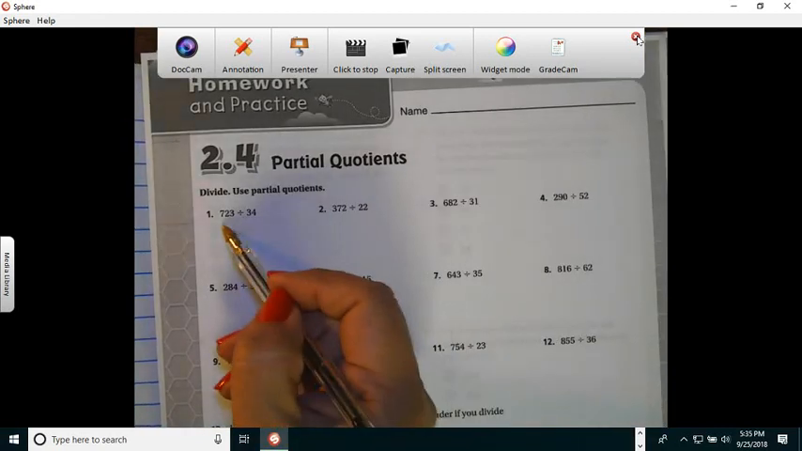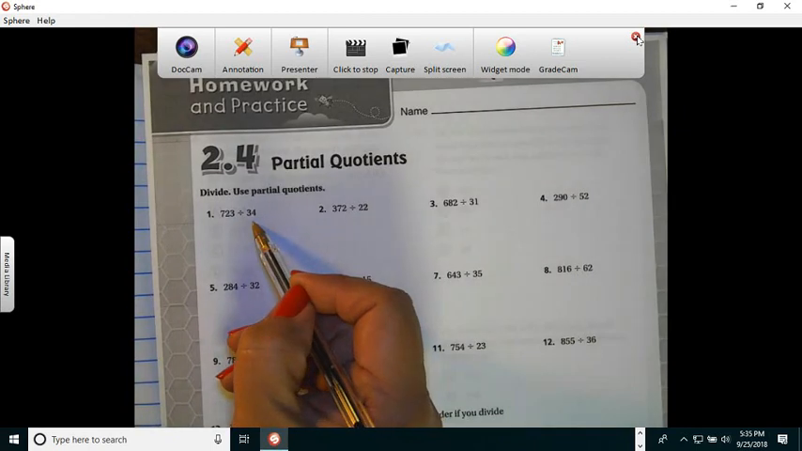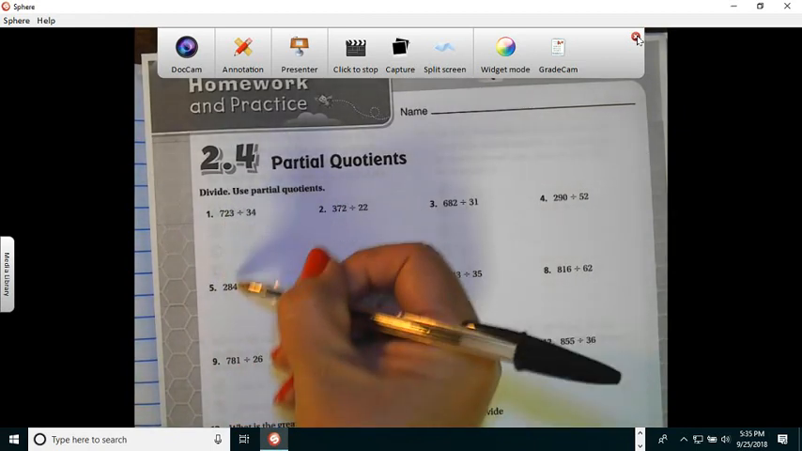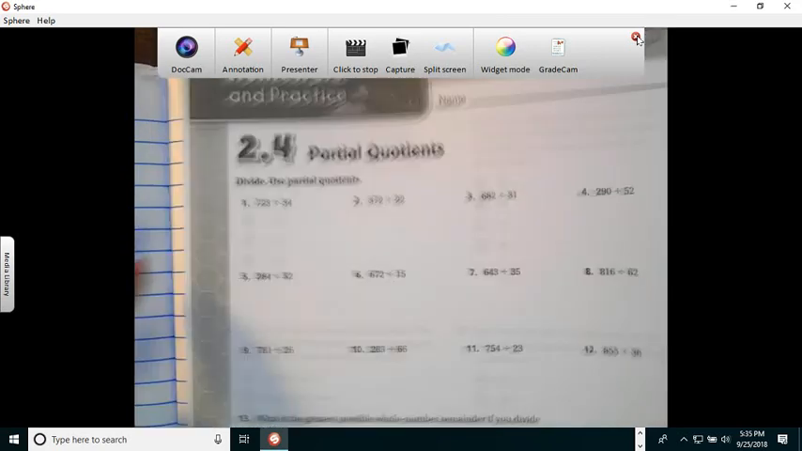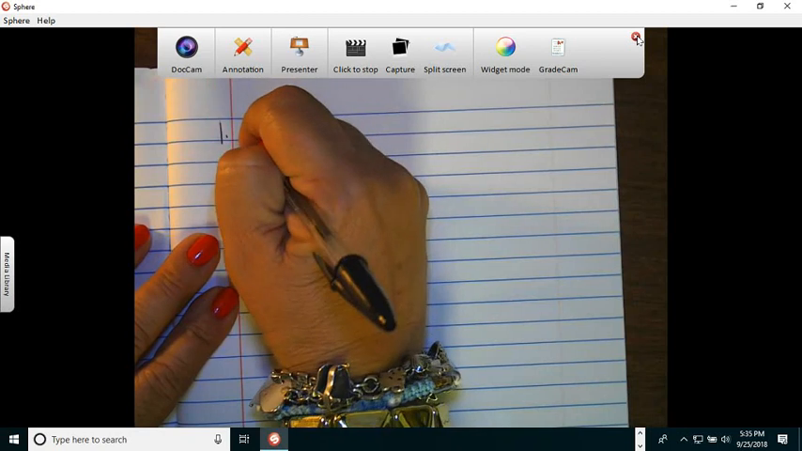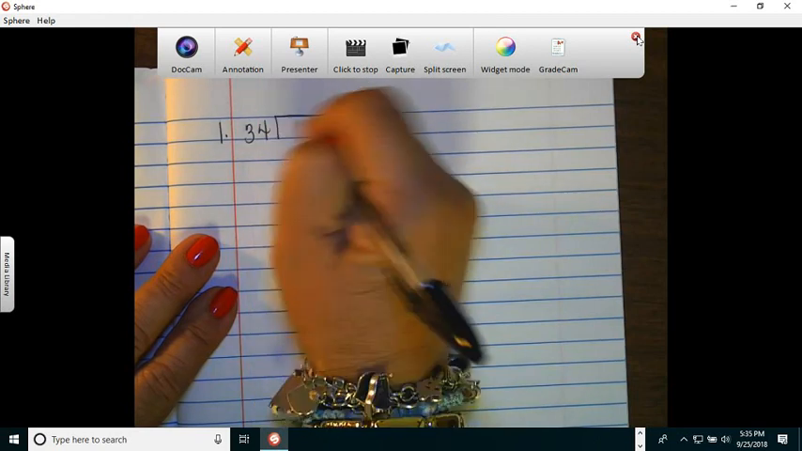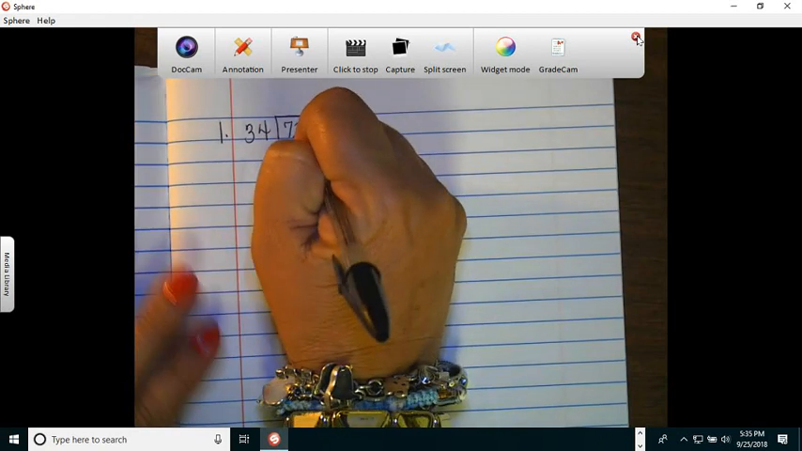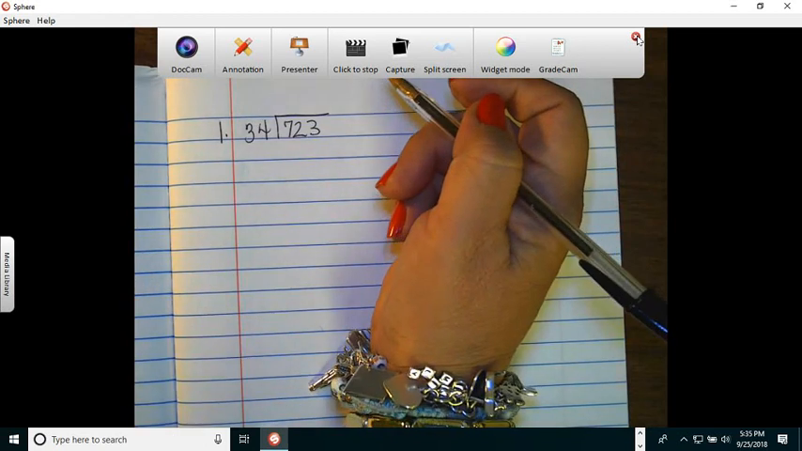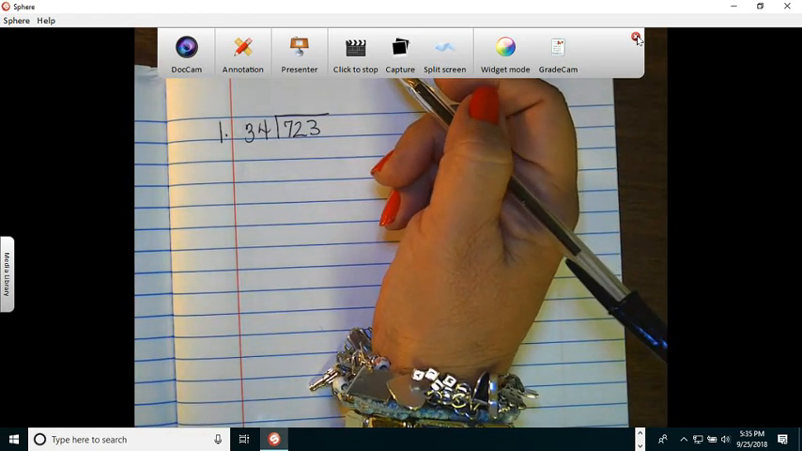We're working on partial quotients, and today that's just one of the strategies for solving division problems. Let's look at number 1: 723 divided by 34. I can't fit that whole problem here, so I'm going to switch over to a different sheet of paper. We worked on this one in class, and our answer was going to be 21 with a remainder of 9.